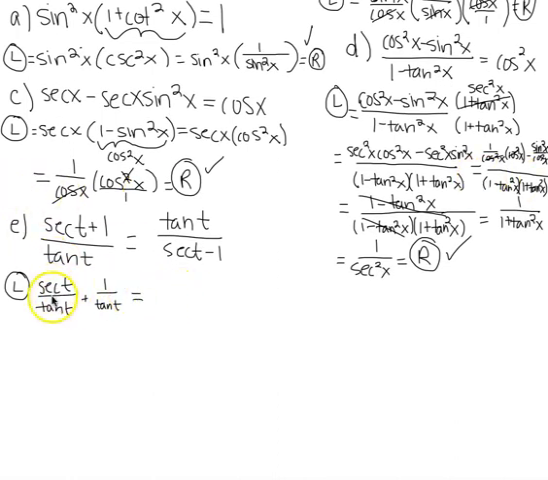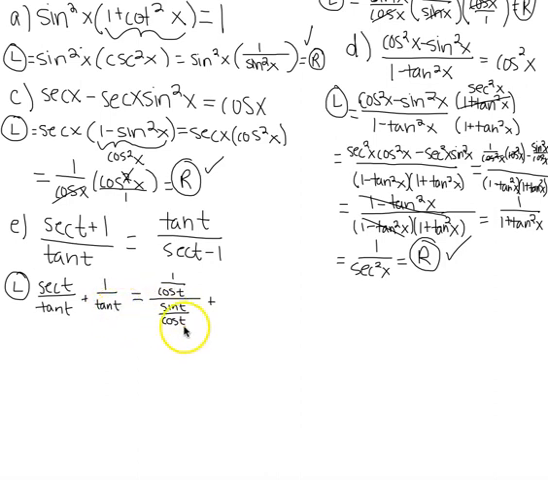Then I am going to rewrite these in terms of sine and cosine. So secant is the reciprocal of cosine. So I'm going to substitute 1 over cosine t for it. Tangent is sine divided by cosine.